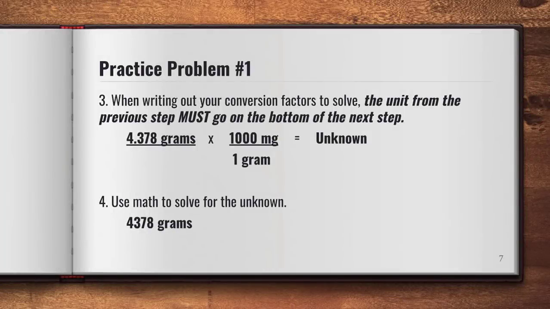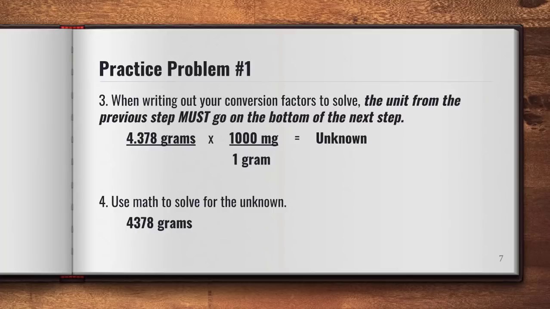So when we write this out, we write out our first unit. We write out what is given in the first part of the problem. So you see 4.378 grams. And then we multiply that by an equivalent set of units, our conversion factor. Remember that the unit from the previous step must go on the bottom of the next step. So grams on top of the first step goes on the bottom of the next step. And 1 gram is equivalent to 1,000 milligrams, like what we talked about before. Our grams would cancel, because grams divided by grams would be 1, and then we would just do math in order to solve the problem.